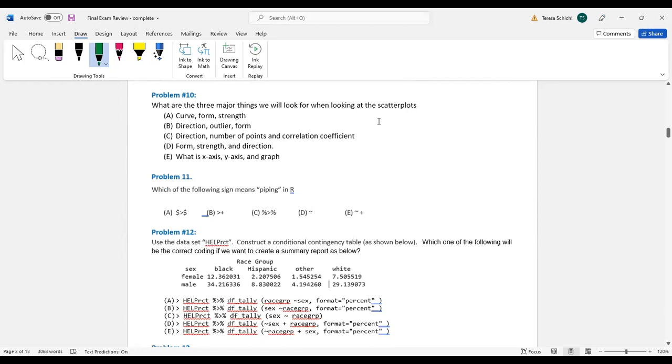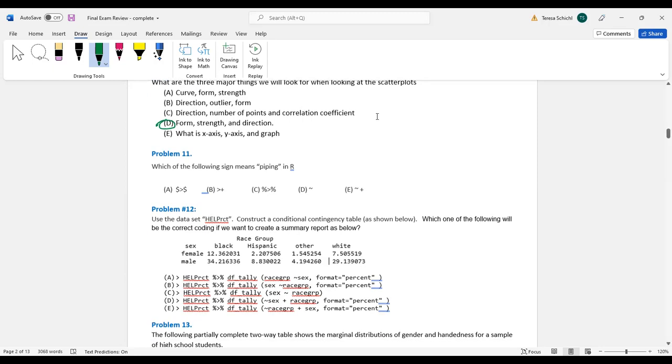Number 10 here. What are the three major things when we look at the scatter plot? We look at the form, direction, and strength, right? So those are the three things we need to remember. This is the one where we look at the form, strength, and direction here.